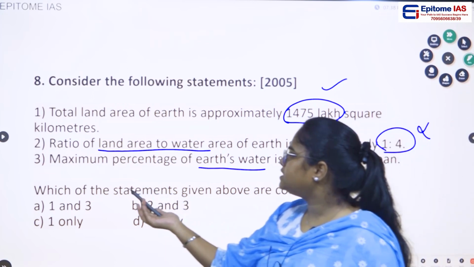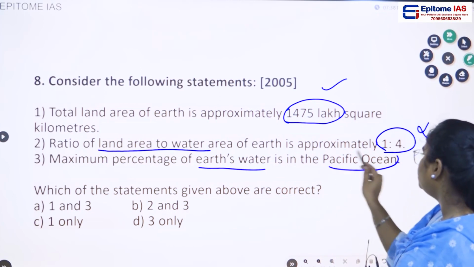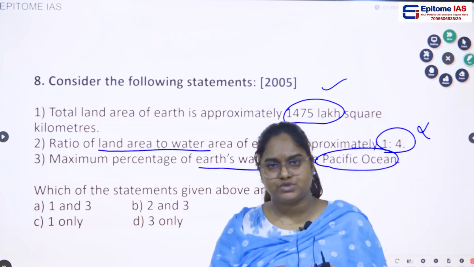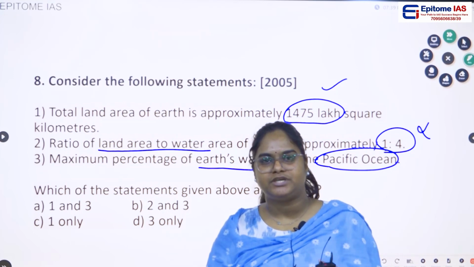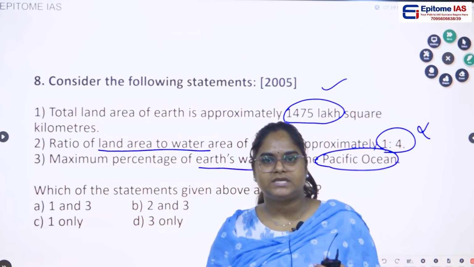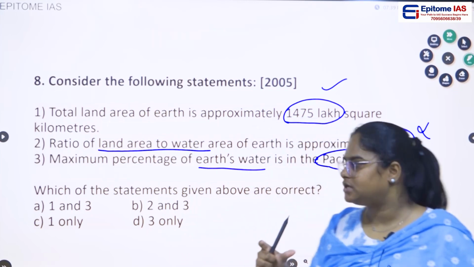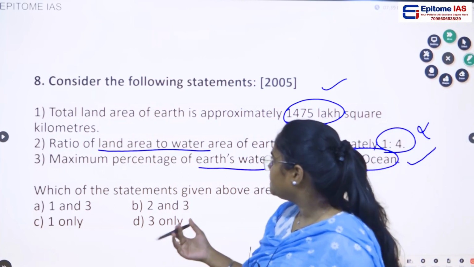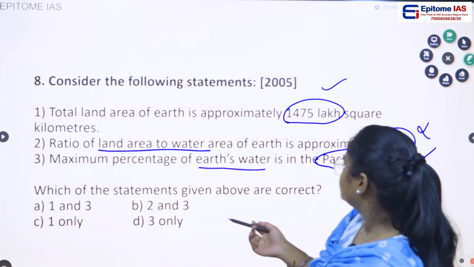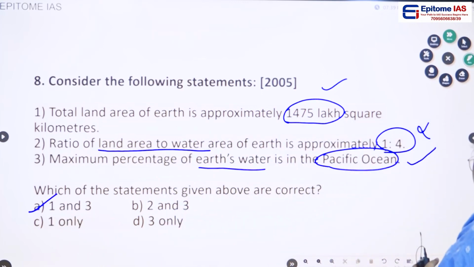Then the third statement is: maximum percentage of Earth's water is in the Pacific Ocean. Is that true? Yes. Out of this 71% of water surface area, it is covered maximum in the Pacific Ocean. So this statement is correct. So the correct answer would be 1 and 3. Option A is the correct answer.